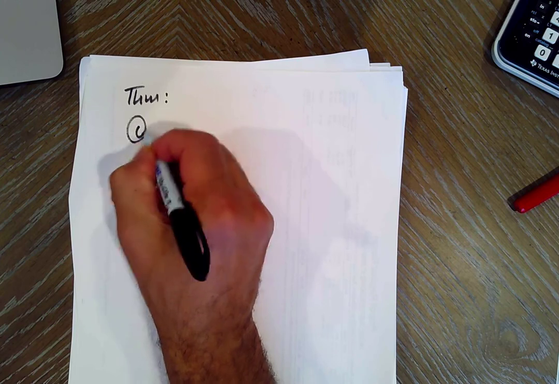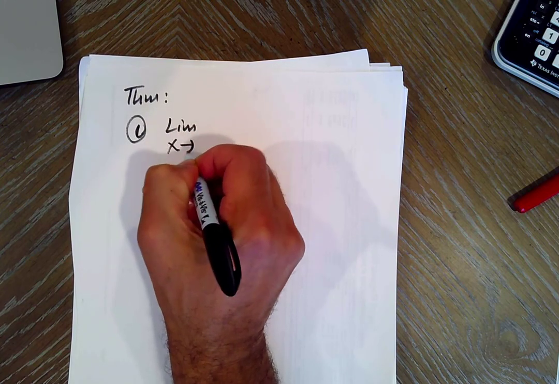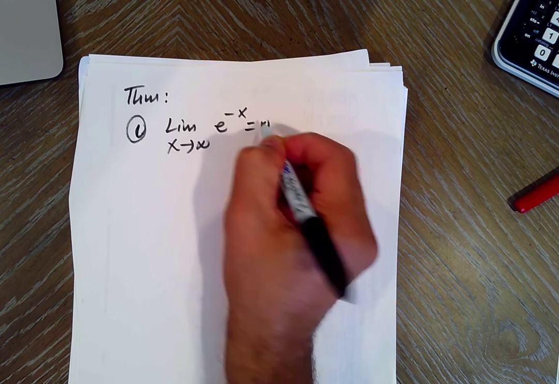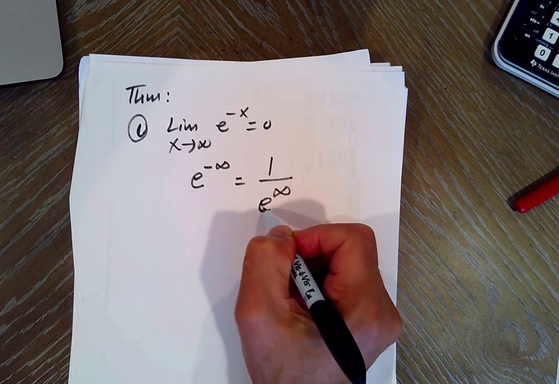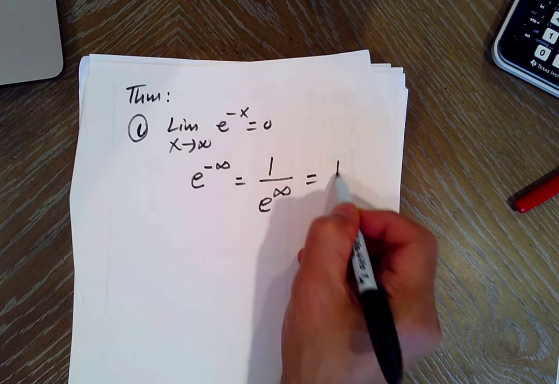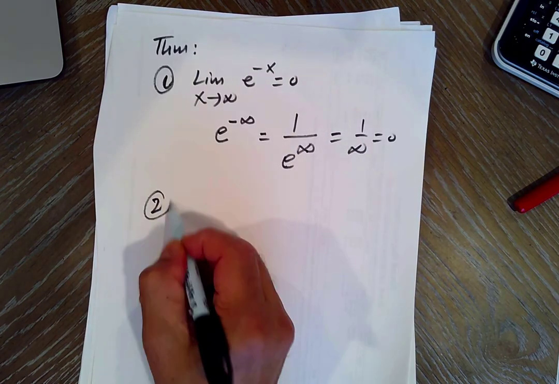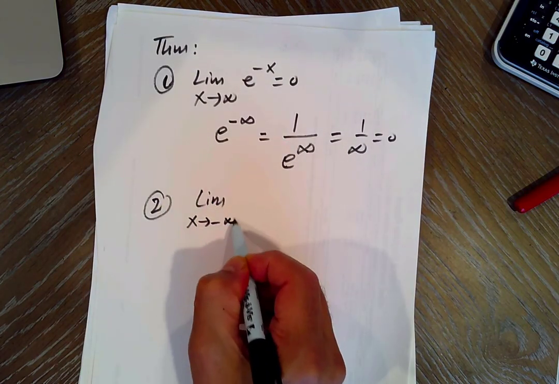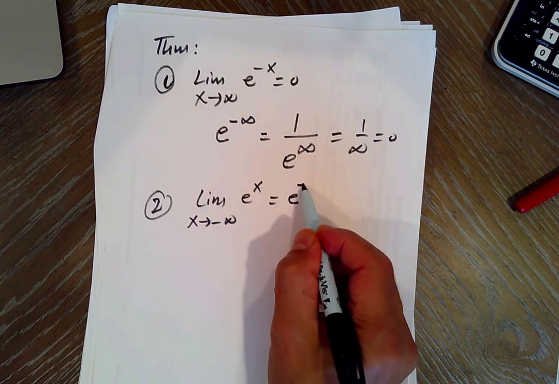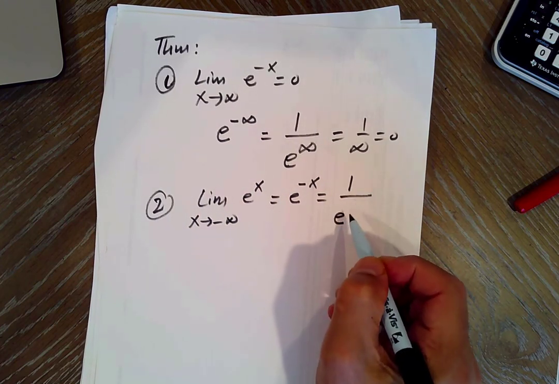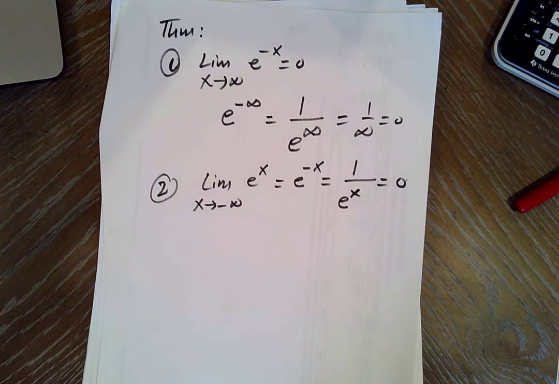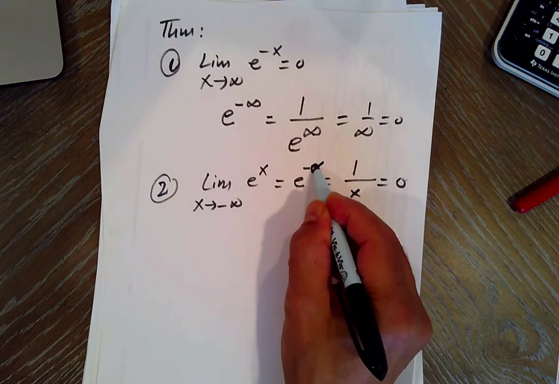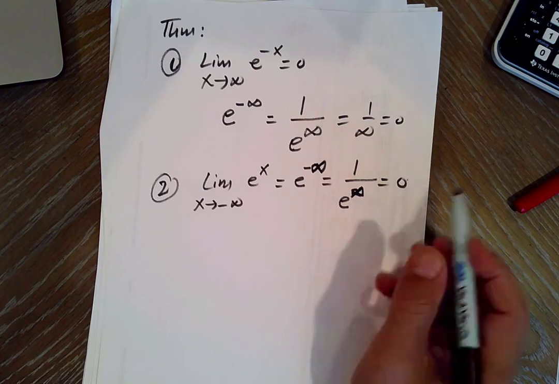Okay, a couple more theorems. The limit as x goes to infinity of e to the negative x is 0. Why is that? Because e to the negative infinity is 1 over e to the infinity. E is bigger than 1, to infinity is infinity. 1 over infinity is 0. That's why. Same thing with x goes to negative infinity of e to the x. This would be e to the negative x, which is 1 over e to the x, which is also 0. 1 over e to the infinity is 0.